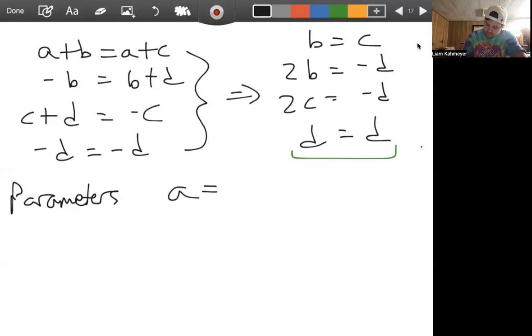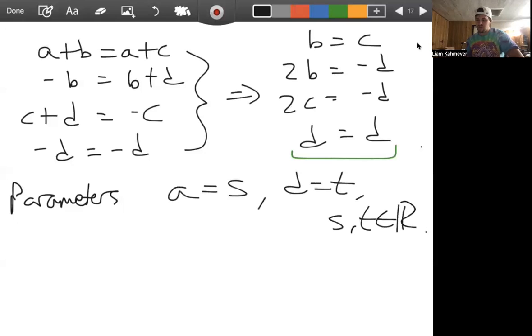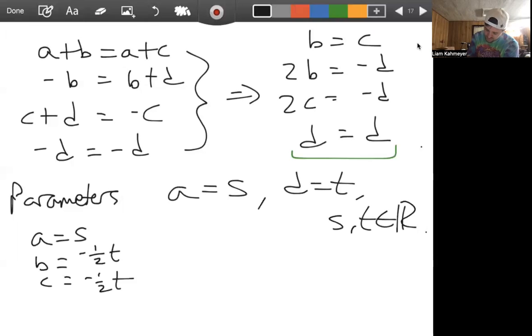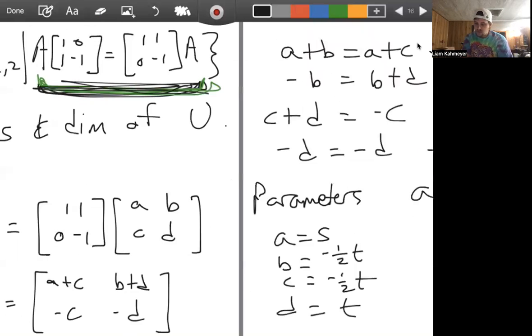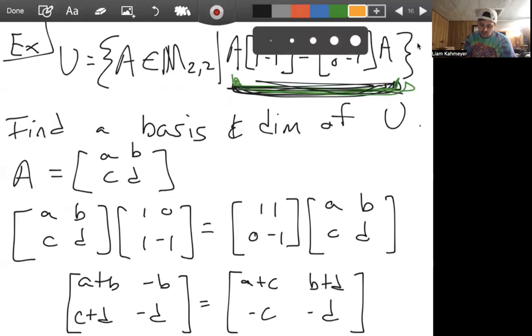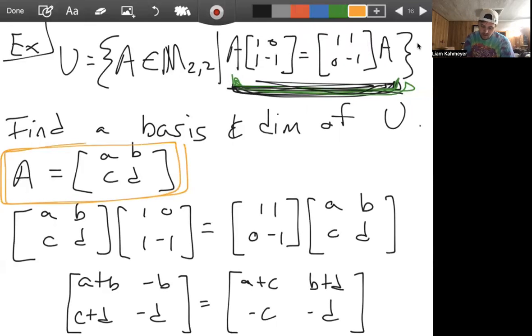Let's say A equals S and D equals T for S and T in the reals. Then we have that A should be S, B should be equal to -1/2 T. We have that C should also be equal to -1/2 T. And then we have that D is equal to T. We've now described what elements of U look like, right?